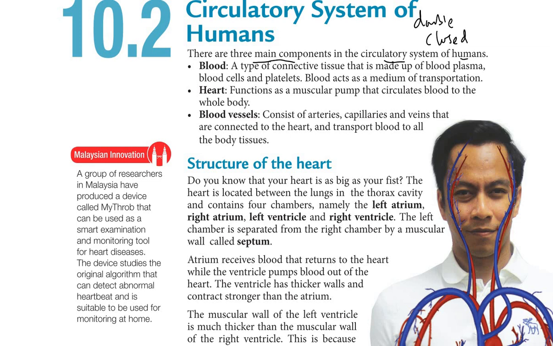of humans. The first one, blood, a type of connective tissue that is made up of blood plasma, blood cells, which are red blood cells and white blood cells, and platelets. Blood acts as the medium of transportation. So blood will help to transport oxygen, carbon dioxide, and waste products.